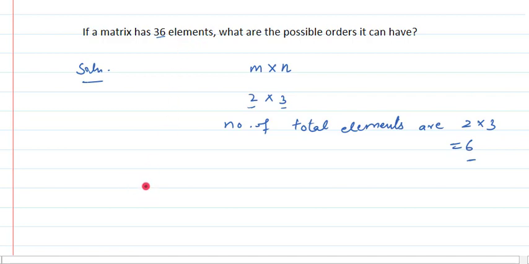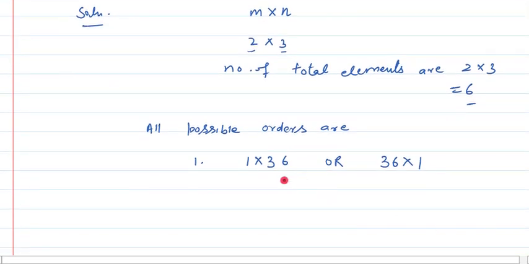So therefore all possible orders are, number 1, we may have 1 by 36, or we can write it as 36 by 1. Why am I writing this in two ways? Because 1 by 36 shows that the matrix is having 1 row and 36 columns, whereas 36 by 1 representing that the matrix has 36 rows and 1 column.